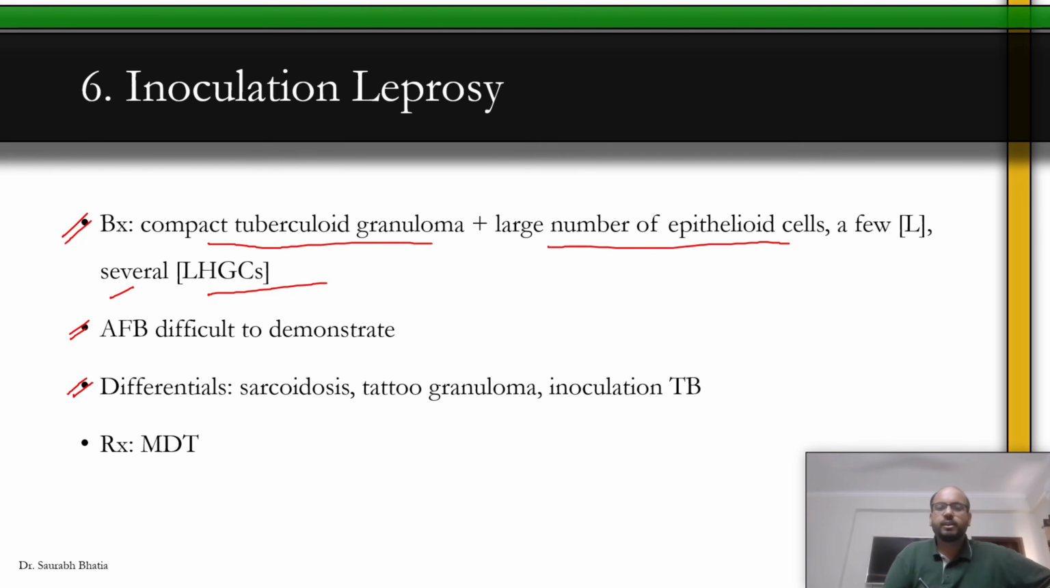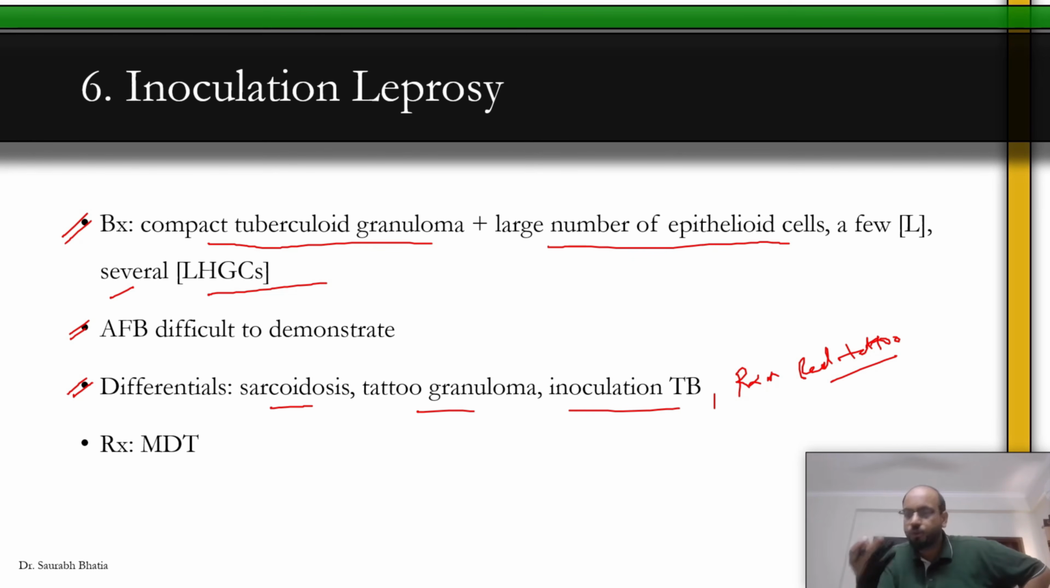The differentials include tattoo-sarcoidosis, tattoo-granuloma, inoculation TB, or reaction to red dye of tattoo, or any other inoculation thing like sporotrichosis. A sporotrichotic granuloma can present like that. Treatment is MDT, treated as a case of paucibacillary MDT with 3 drugs for 6 months. Clear? Let's move forward.